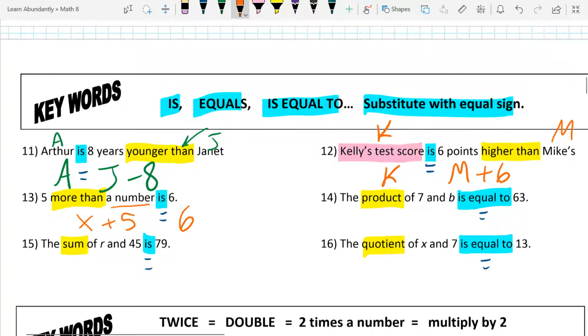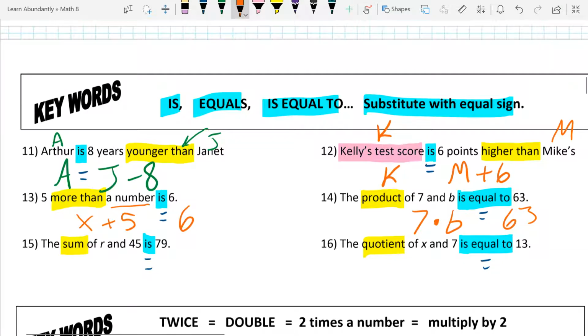And then 6 is all by itself. Number 14, again, we have a number all by itself, 63. The product of 7 and B, product means multiply, so we do 7 times B. Remember that in algebra, we don't use an X for multiply, we use a little dot.